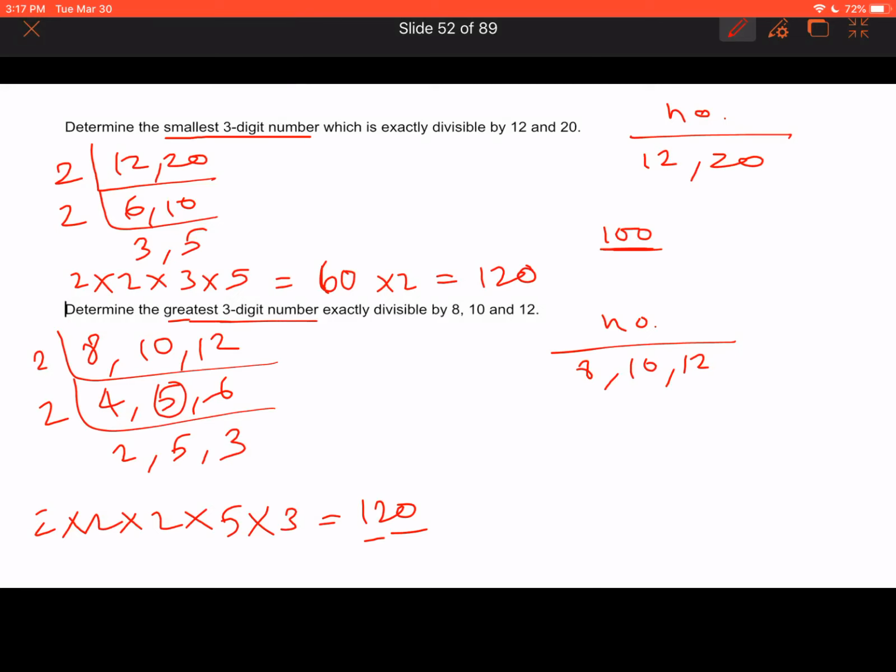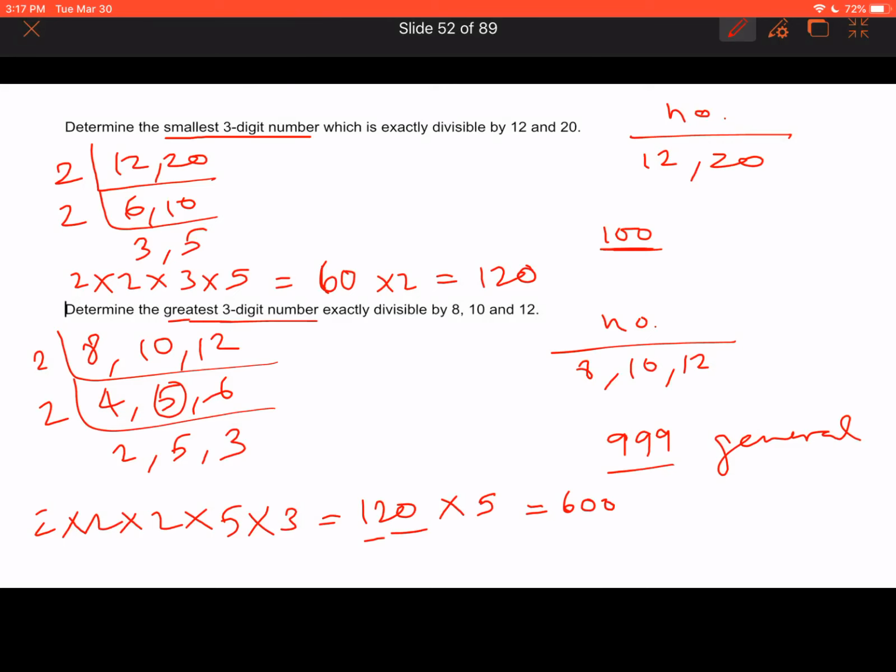What is the greatest three-digit number? Generally we know it is 999. So now we have to find the multiples of 120 which are closer to 999. Let's just try with 5 times. It's going to be 600.